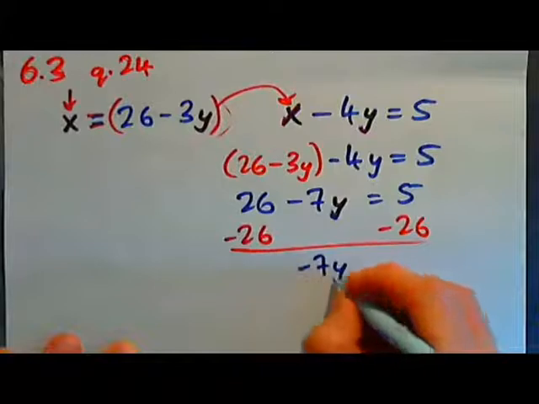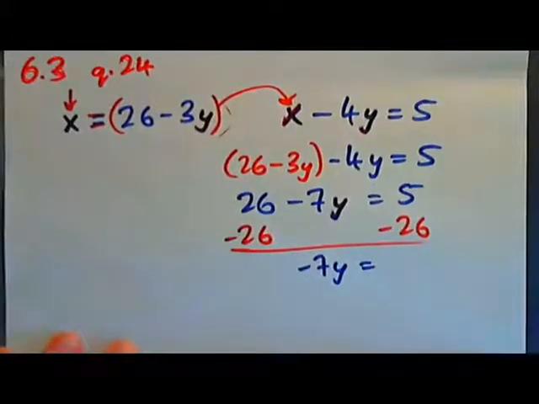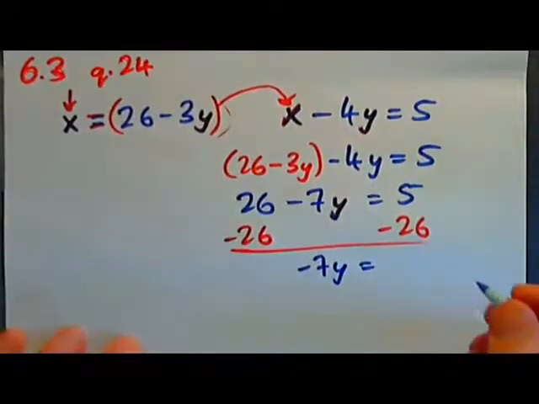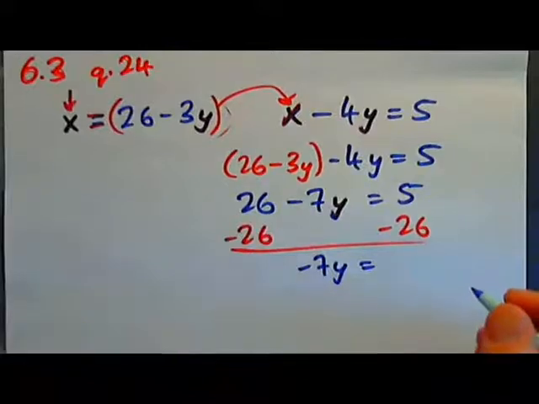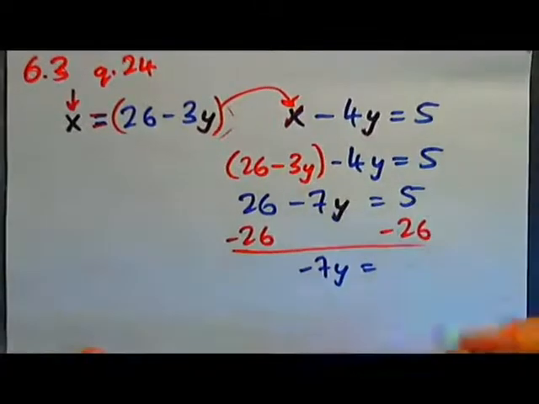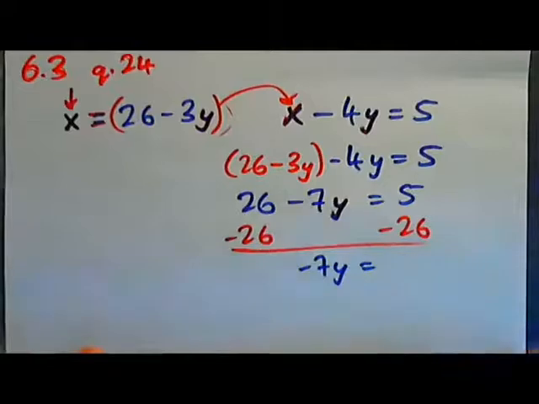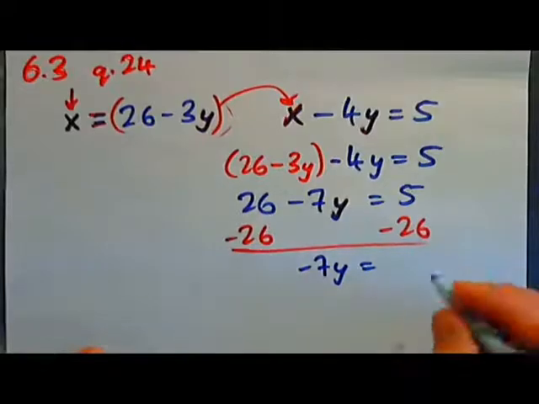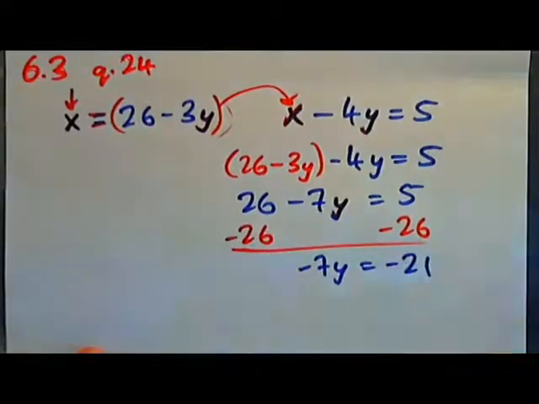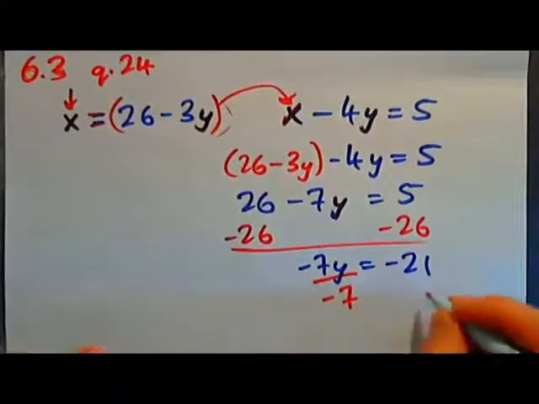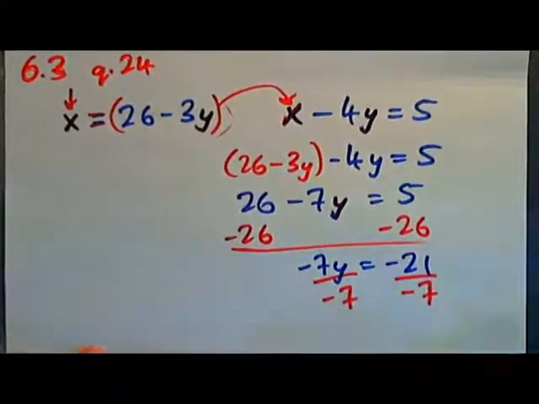and you can write this down as we go along too, right? So positive 5 and negative 26. 5 good guys and 26 bad guys. That's a negative 21, right? And then just divide by negative 7 on both sides. And I have y is equal to 3. Right. So I've got that part.